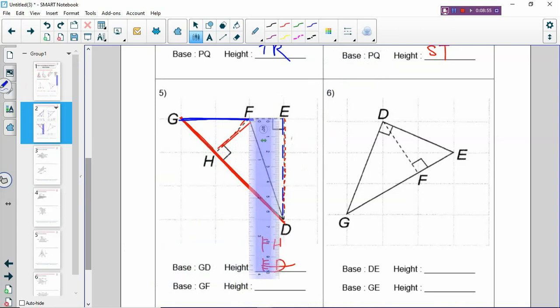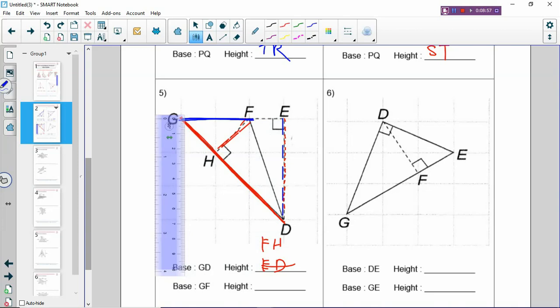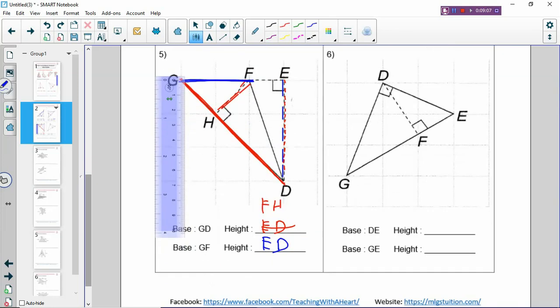So if you see a line that's parallel with the ruler, then that's the height of the triangle, if the base is GF. Okay, so I hope by now you should be quite clear on how to find the heights. One last one. The base is DE. Alright, DE.